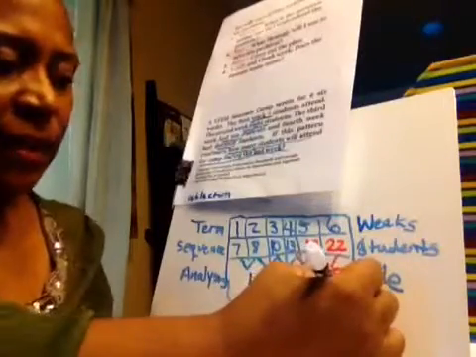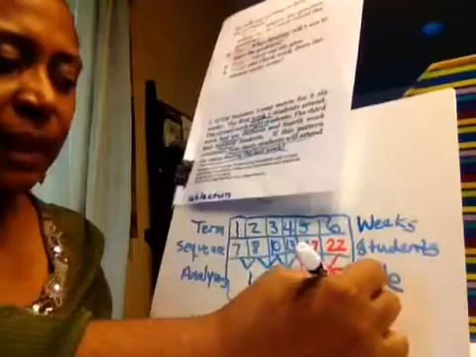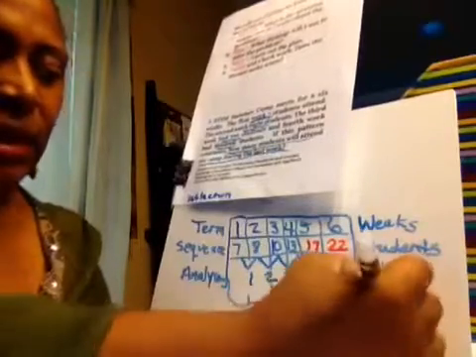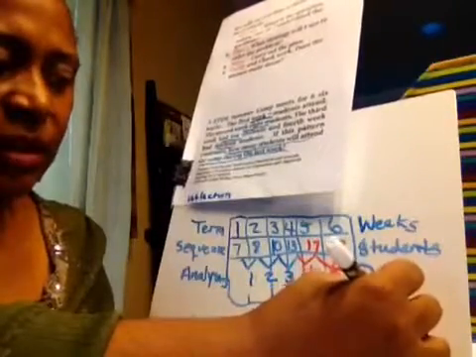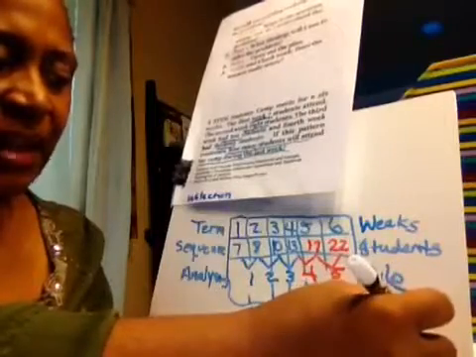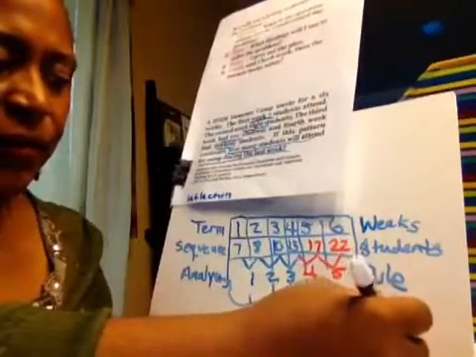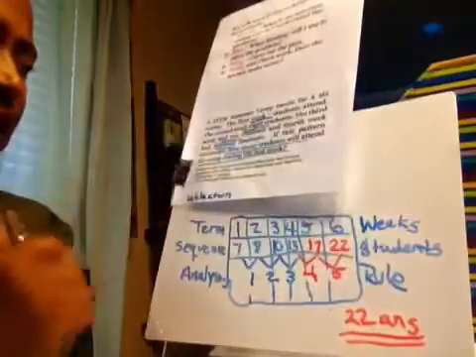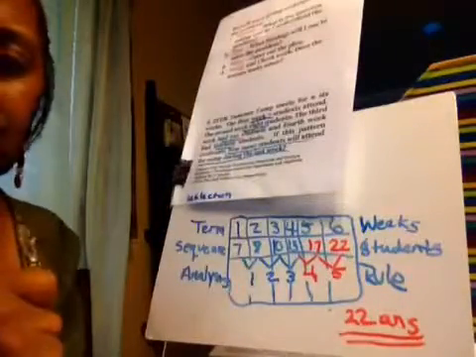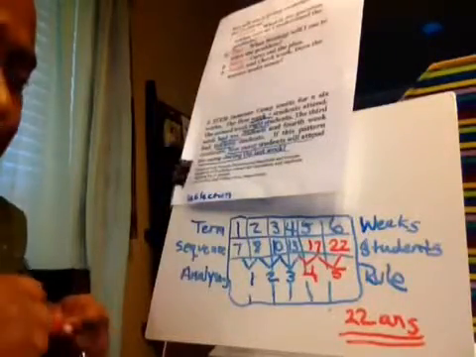So in following our rule, and completing the sequence, we come up with 22 students as our answer for the 6th week and the last week of the summer STEM camp.